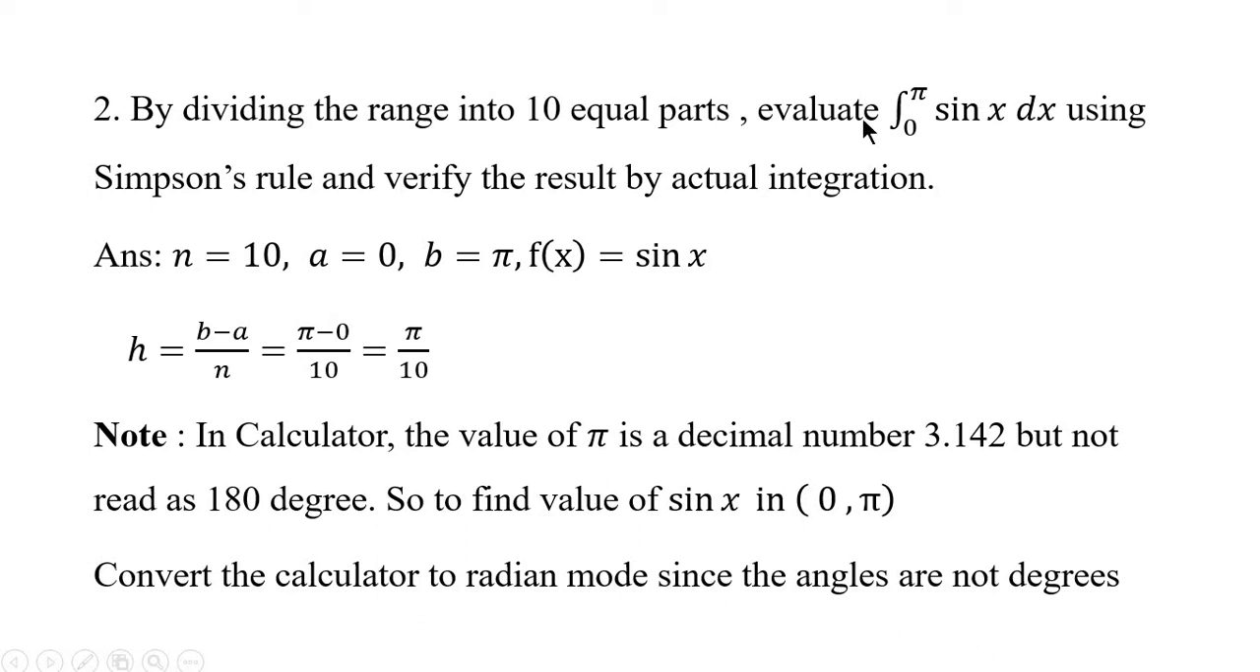A is the lower limit 0, b is the upper limit pi, f of x is our function sin x. Calculate the step size. h is equal to (b minus a) by n, which will be pi by 10.